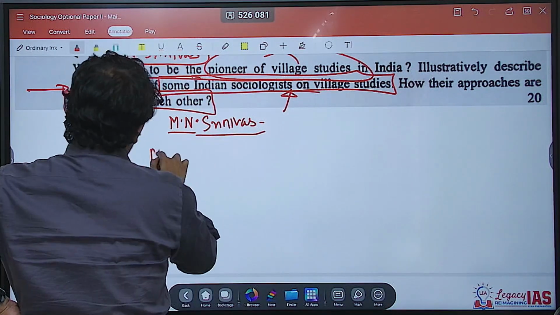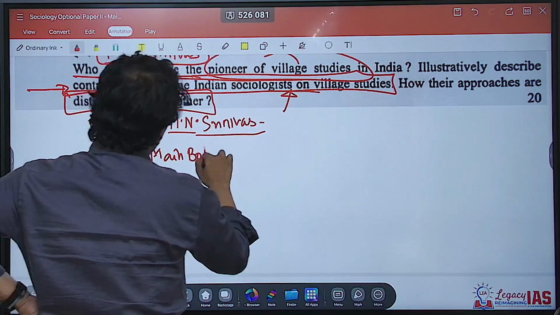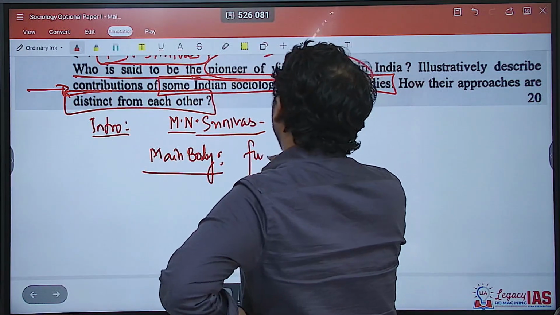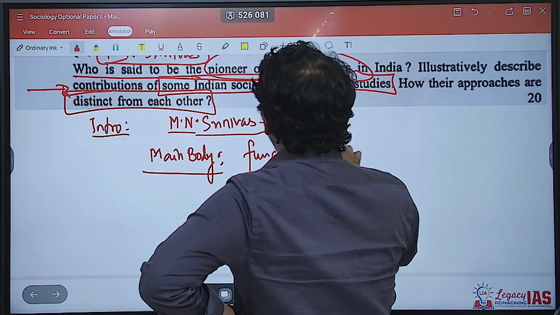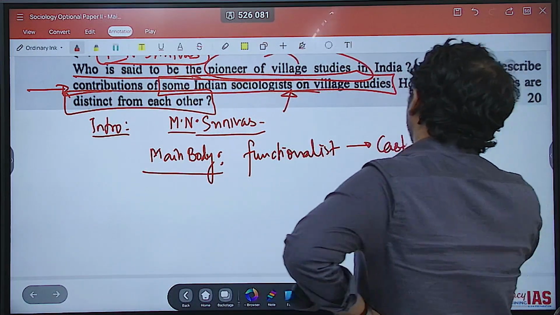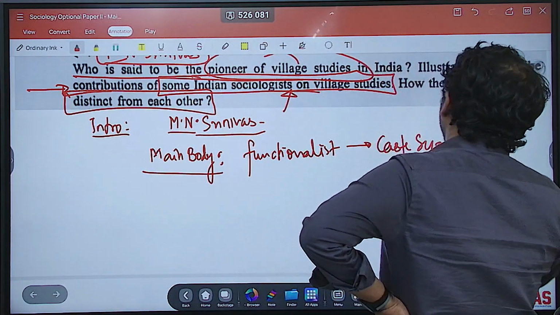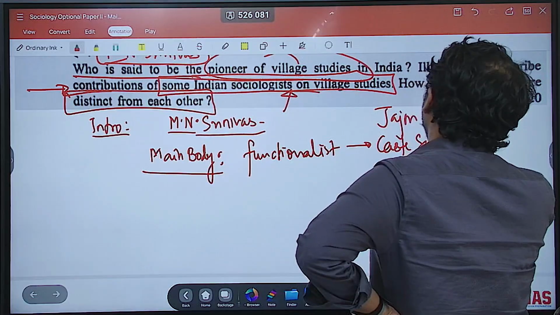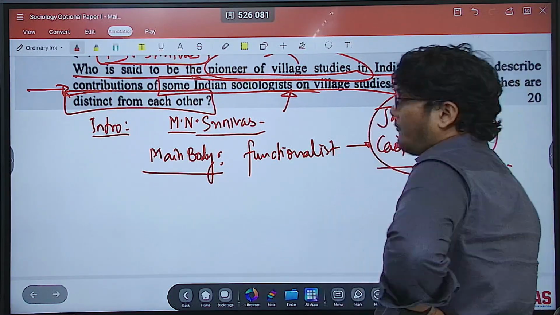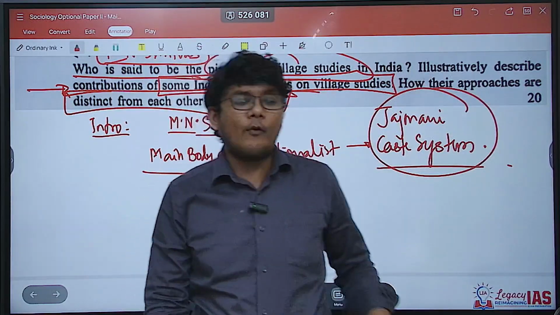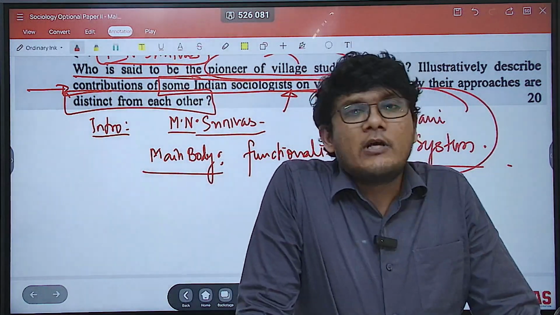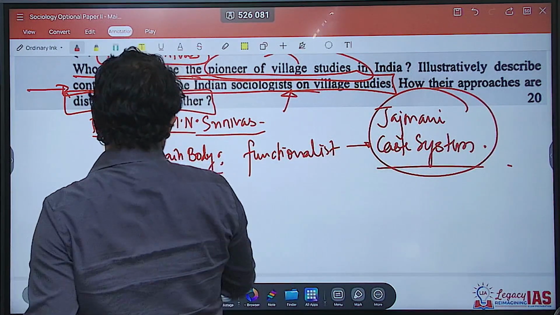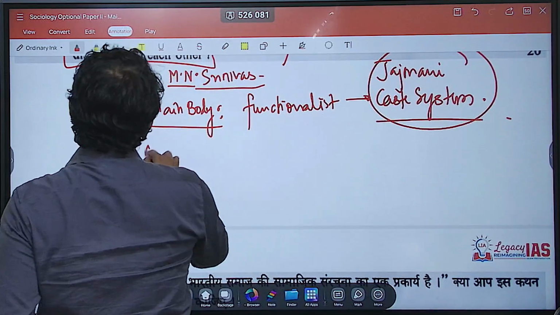In the main body, you start with his own study of the Rampur village and talk about his functionalist approach, wherein he talks about how the caste system that exists has a functionalist aspect to it, using the Jajmani system. So you mention the Jajmani system, how the Jajmani system functioned because of the presence of the caste system, and how it was functional to the village of Rampur, and hence the functionalist approach. Now you can contrast this particular thing with respect to A.R. Desai's conflict approach.